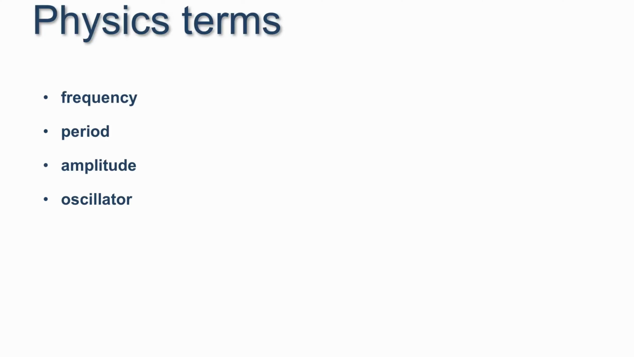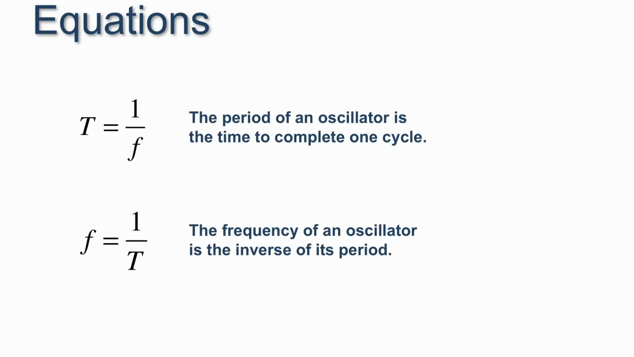Okay, so here are some of our terms. You've got to know these. Frequency, period, amplitude, and what an oscillator is. Hopefully you already know something about each of these things, but we're going to continue to explore these to make sure that it's nice and clear.